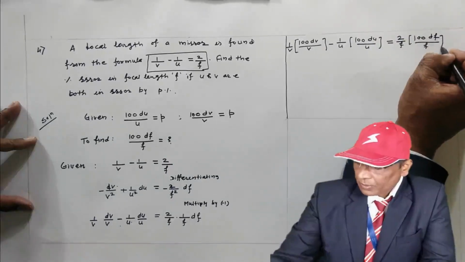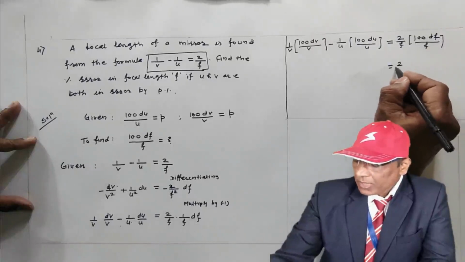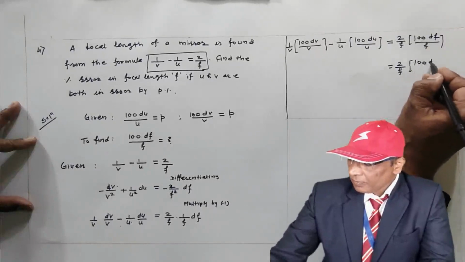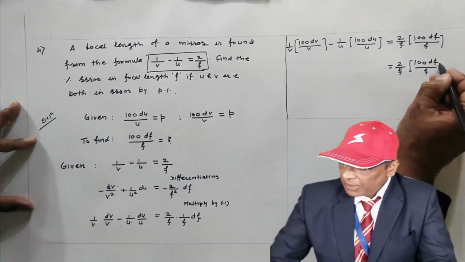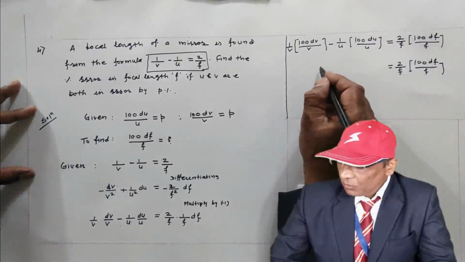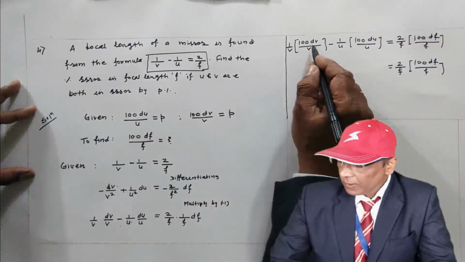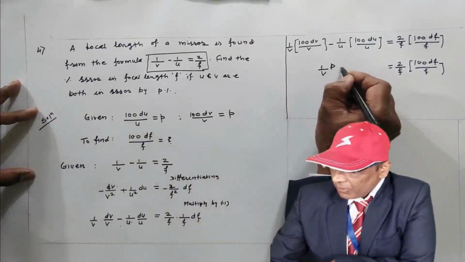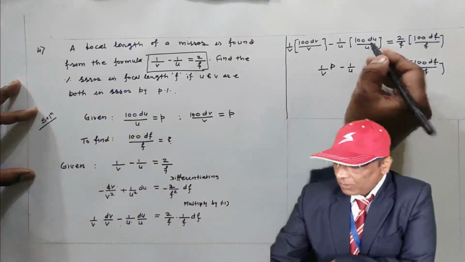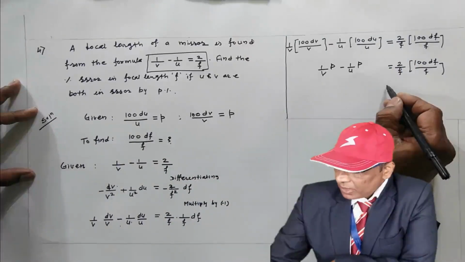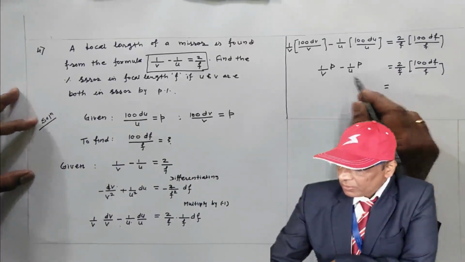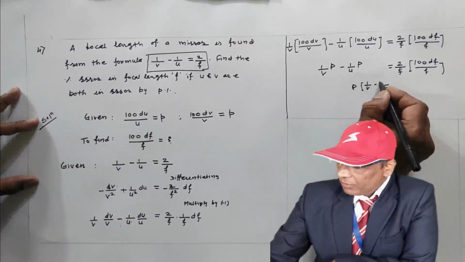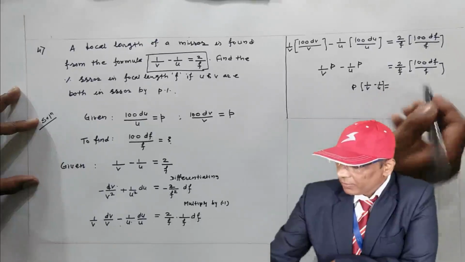See, the percentage error in U is also P. Now what I am going to do, P I am taking common. 1 by V minus 1 by U. The right hand side as it is. But 1 by V minus 1 by U is what? 2 by F. I am putting here 2 by F, its value. And the right hand side is 2 by F, 100 dF by F.